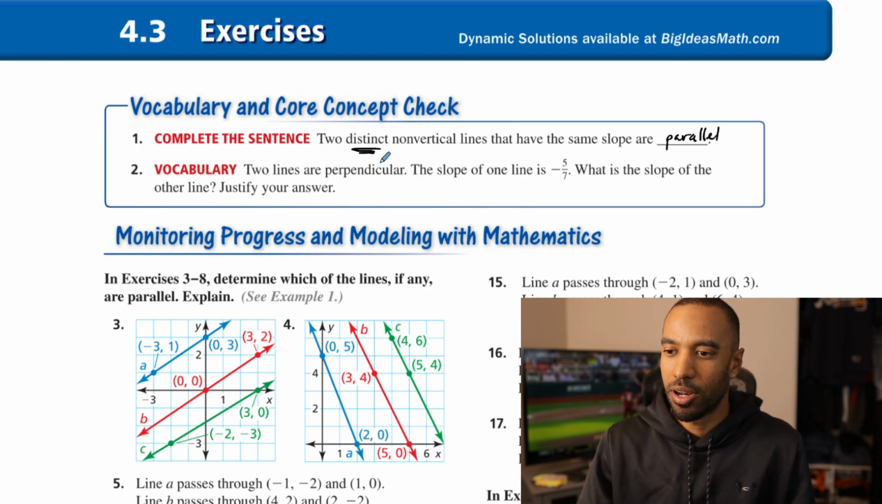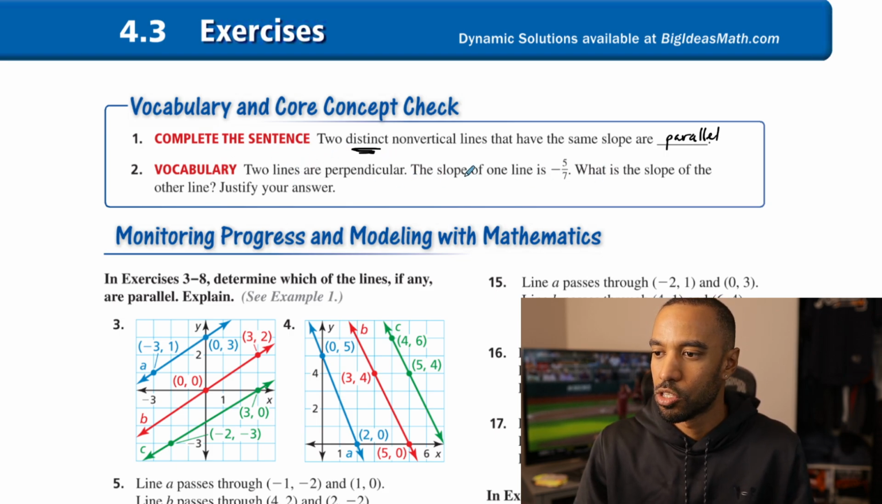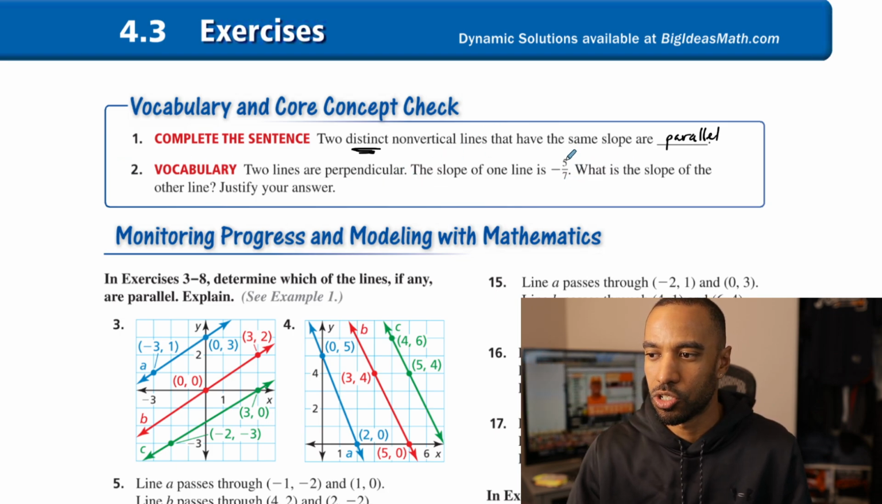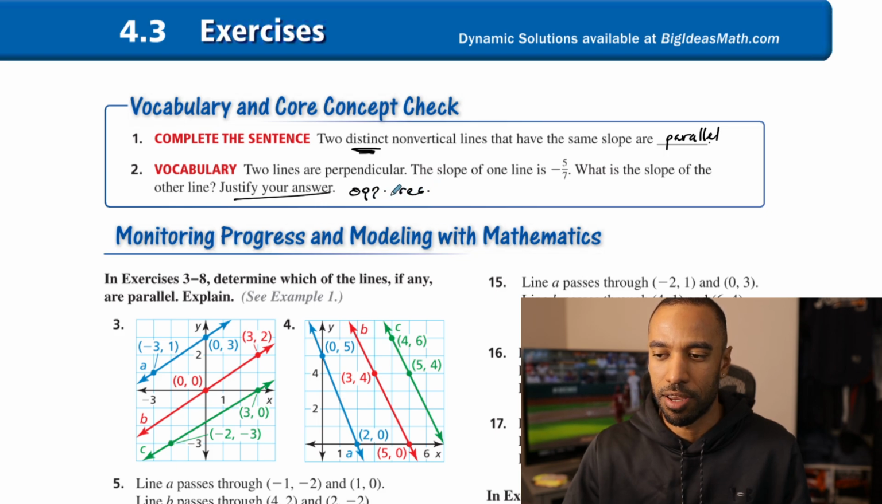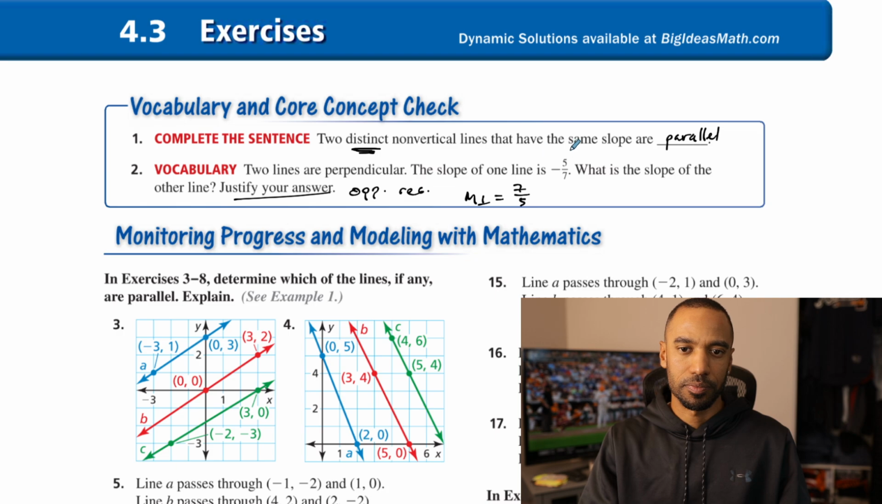Number 2 on vocabulary, 2 lines are perpendicular. The slope of one line is negative 5/7. What is the slope of the other line? Justify your answer. Well, you have to change the sign of this. So my justification is going to be take the opposite reciprocal. And this is how I'm going to abbreviate that phrasing, opposite reciprocal. The slope of this one, you change the sign to positive and you flip the fraction to 7/5. And that's the answer there.